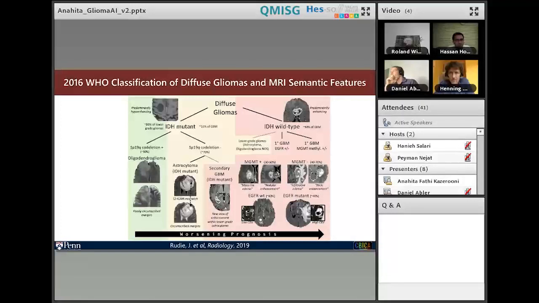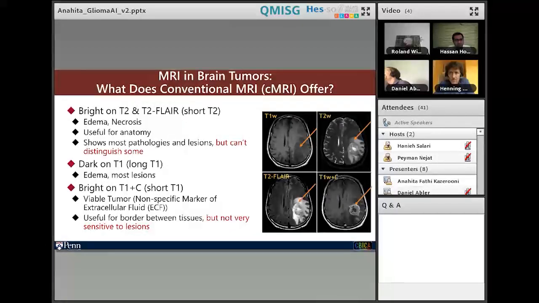And if EGFR is positive, usually the tumor has a high cerebral blood volume or perfusion, but if it is wild type, usually it has a low CBV. So from left to right, the images that I'm showing have worsening prognosis, from oligodendroglioma IDH mutant to GBM IDH wild type and EGFR mutant.